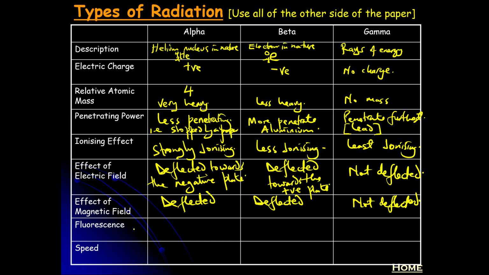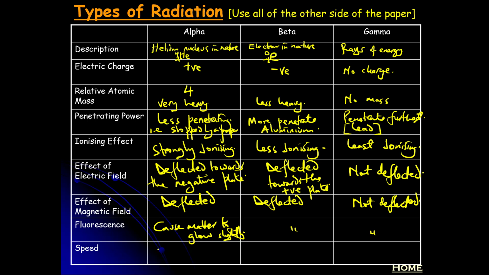Then fluorescence, in other words, what happens to materials when these particles fall on matter? So these ones can cause the matter to give off light, to glow slightly. Even these ones can do the same, cause matter to glow or to give off light briefly, and these ones also do the same.